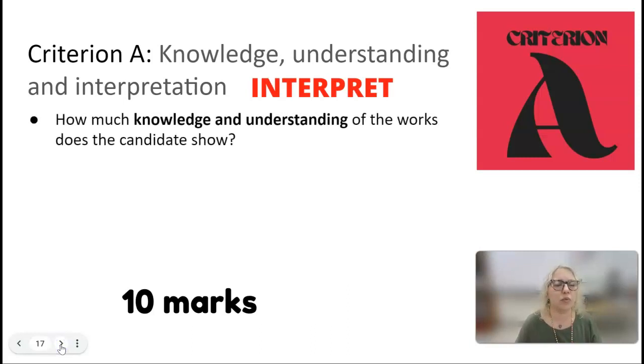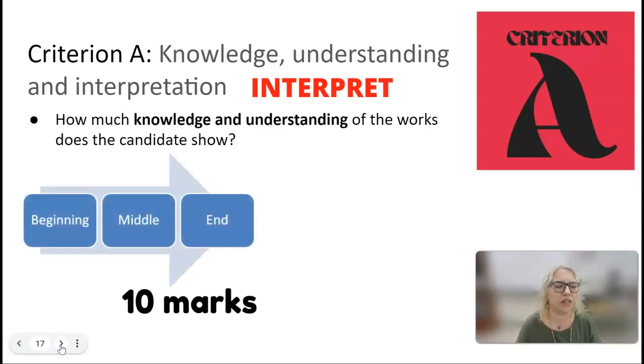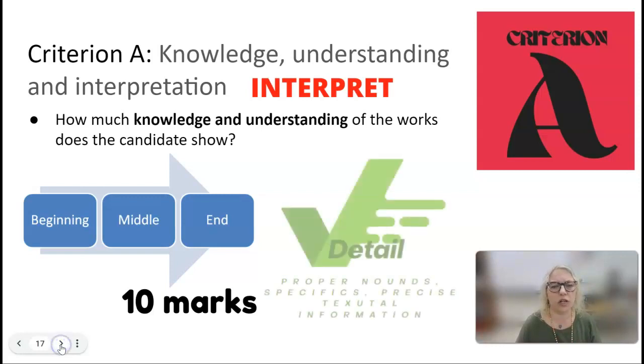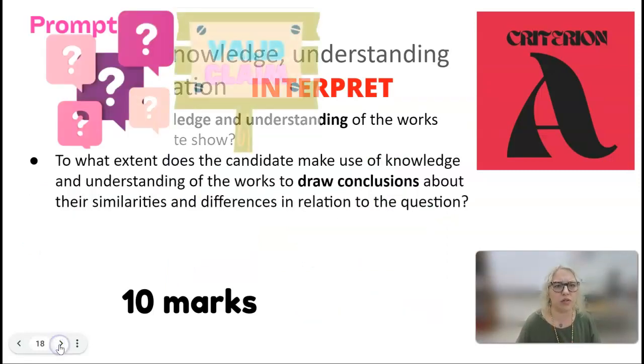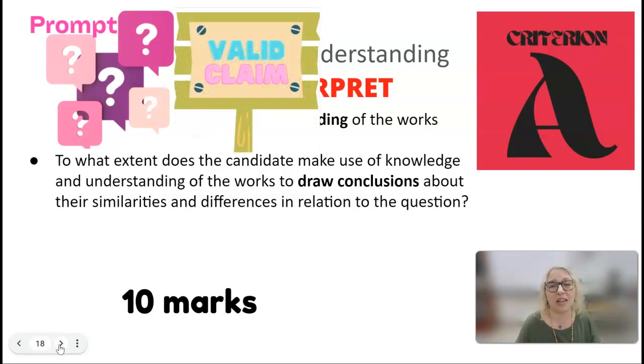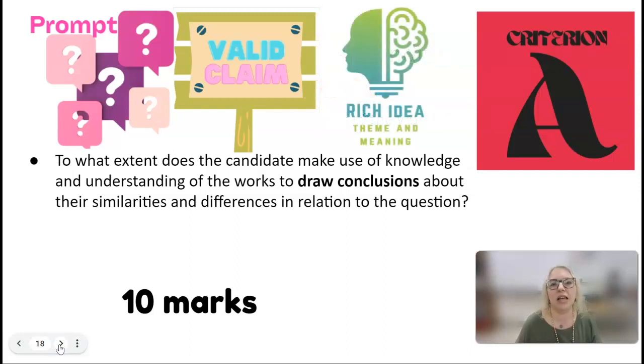The rubric asks how much knowledge and understanding of the works the candidate shows. So do you have an example from the beginning, the middle, and the end of each work? Do you have specific details like proper nouns and other precise textual information? Are you focused on answering the prompt? Are you making valid claims, not just claims, but actual valid claims? And are you coming up with some rich ideas having to do with theme and meaning?